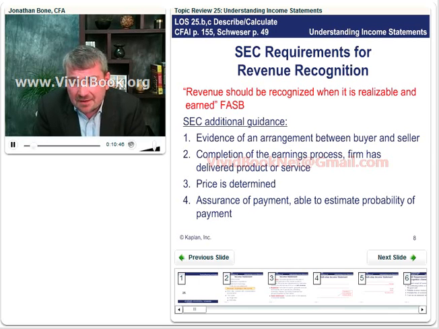Remember, of course, if you're selling goods on credit, you need assurance of payment because unless that customer pays you, you haven't got an asset. Because remember, assets are likely to lead to future economic inflows.